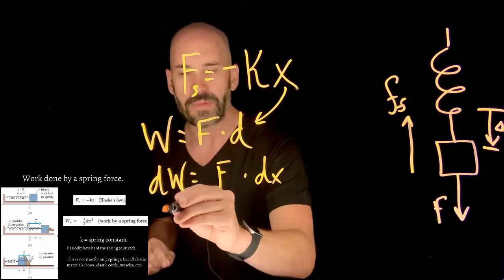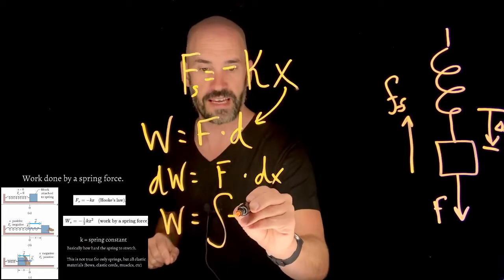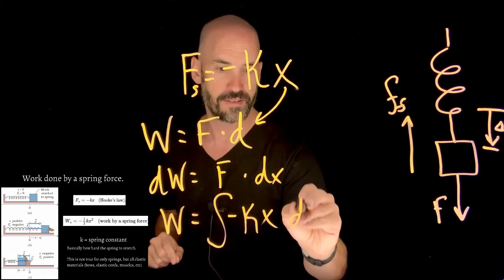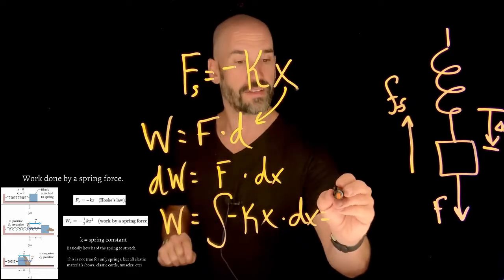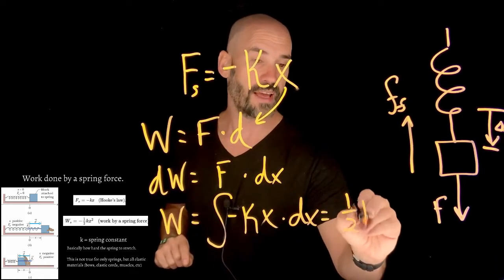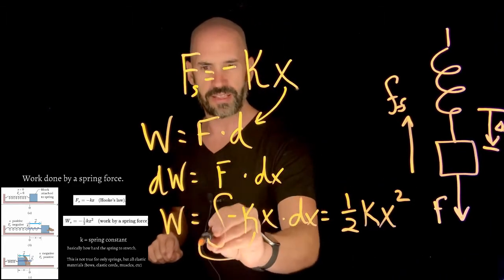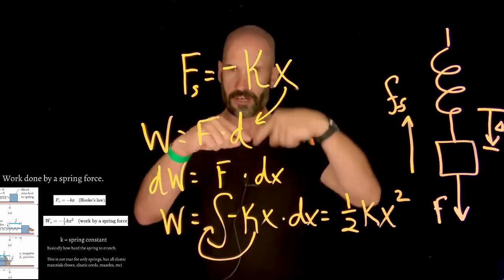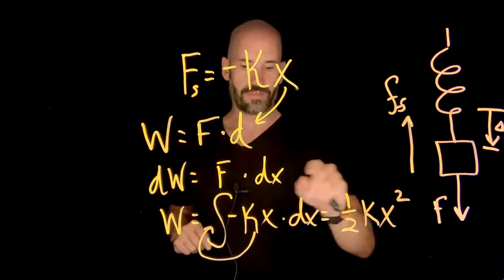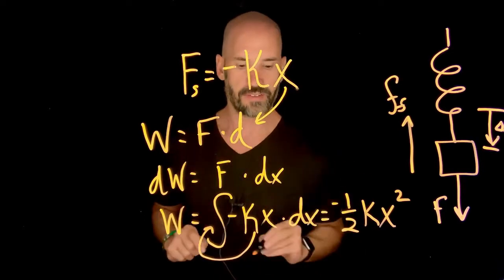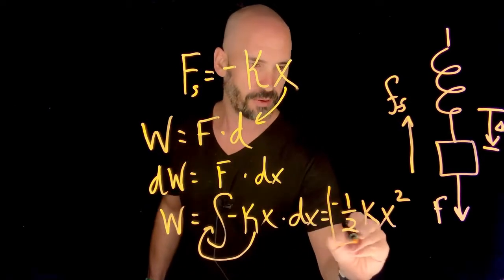and so that means that your work is actually going to be the integral of your spring force, which in this case is negative kx dot dx. But the integral of negative kx is negative 1/2 kx squared. You guys probably remember the constant will come on the outside there, and when you integrate a variable, you raise the power and then divide by that power, so you get 1/2 kx squared, and the negative stays. So the work done by a spring force is just this guy right here, okay?